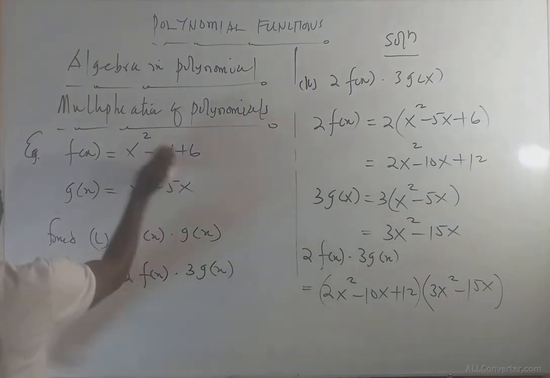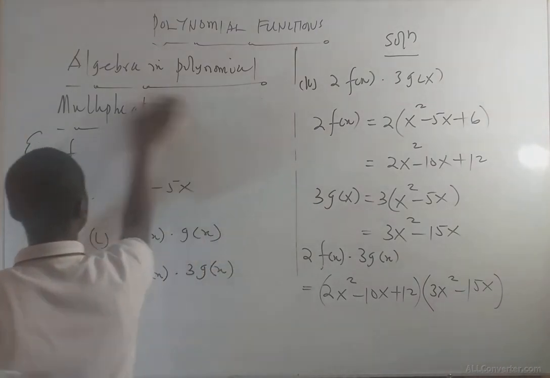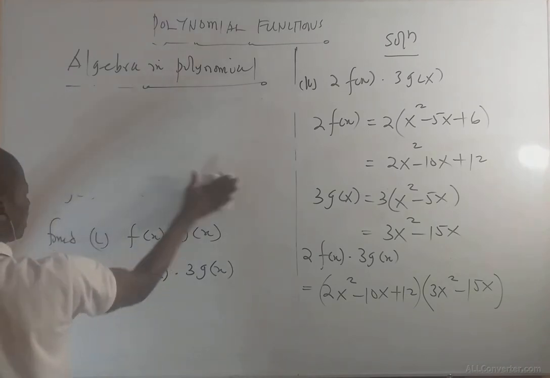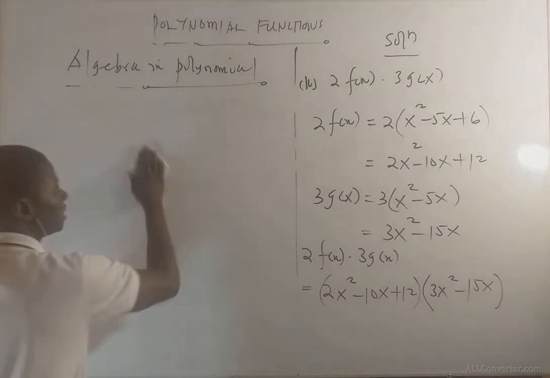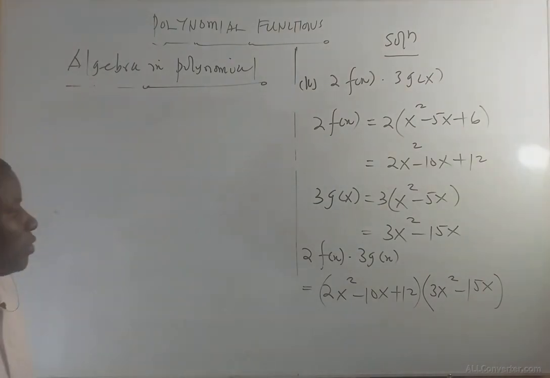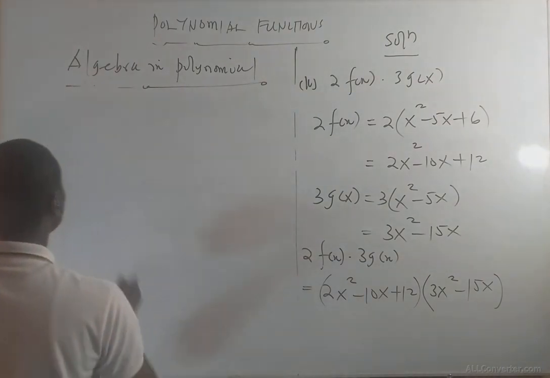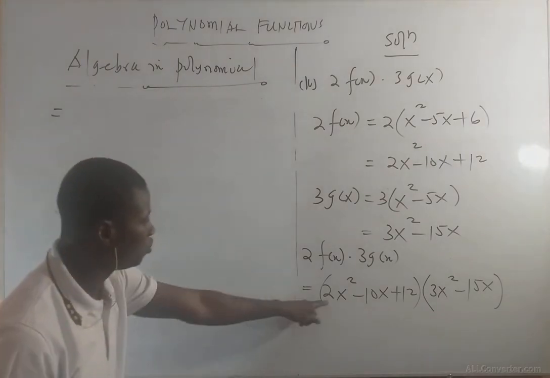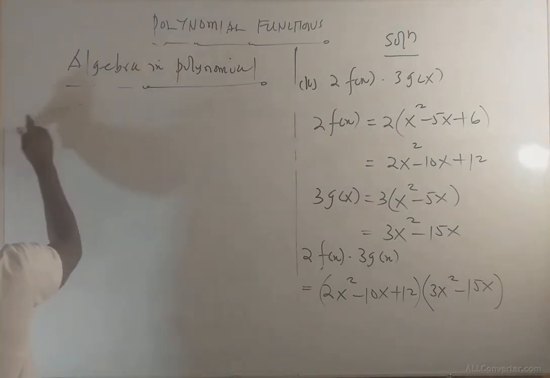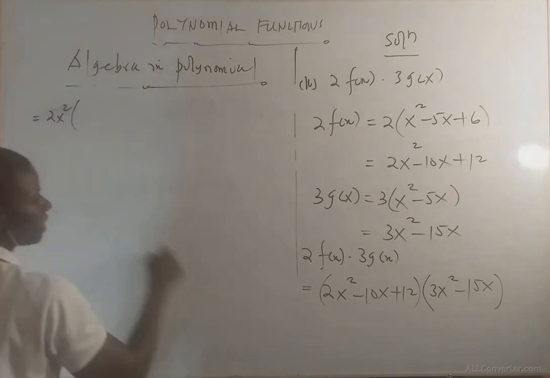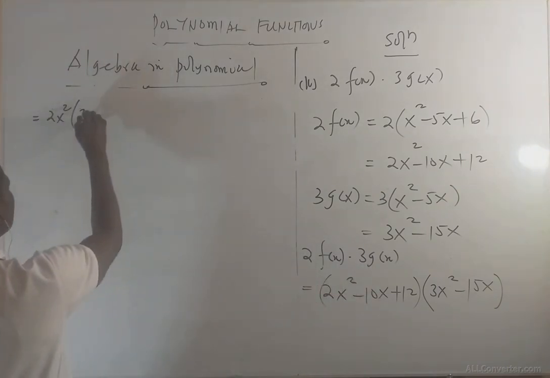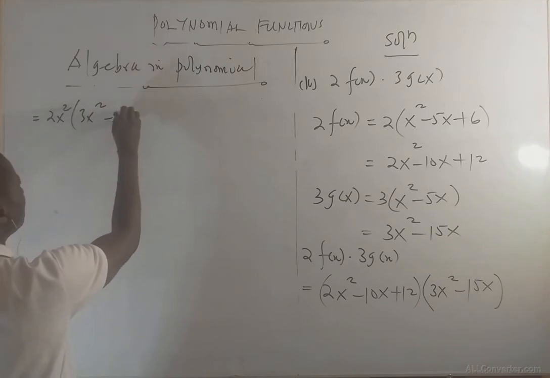Now, I want to solve it on the left-hand side of the board so that we can understand what we are talking about. So still, we are talking about algebra in polynomials, and what we are talking about is multiplication of polynomials. So let's continue. Now, we have 2x squared will multiply the second bracket, that is 3x squared minus 15x.